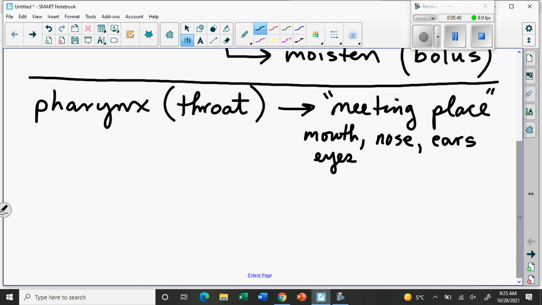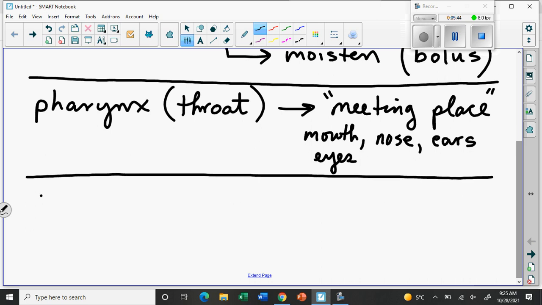Then, of course, the pharynx leads us into the esophagus, which is the tube heading down to the stomach. Esophagus. Now, this tube is not like the trachea, which has hard rings of cartilage to keep it rigid. The esophagus can't work if it's rigid. It has to be soft and flexible.